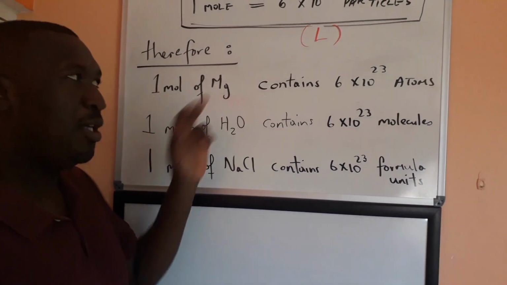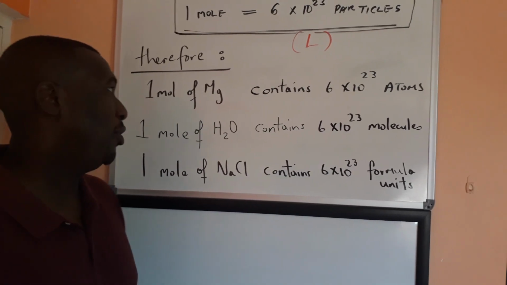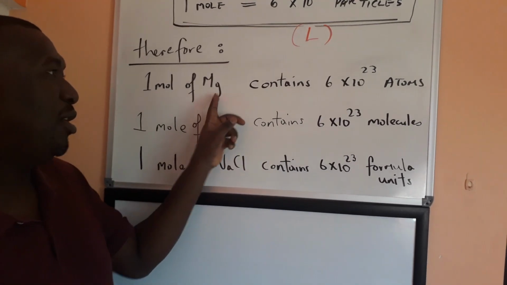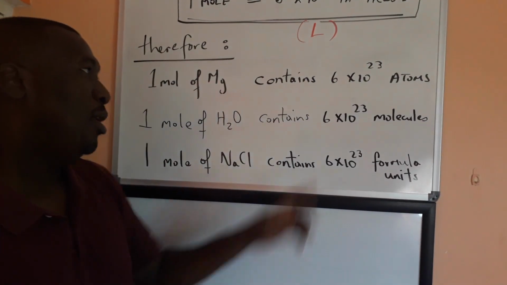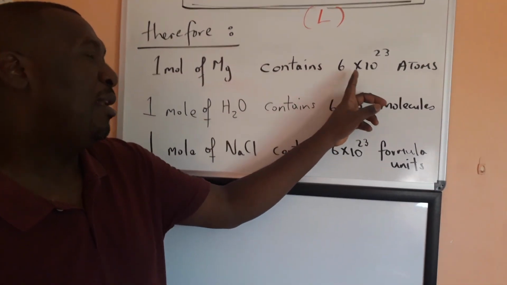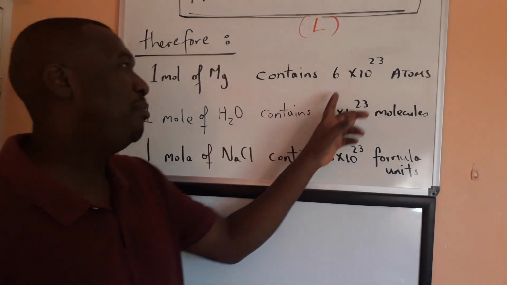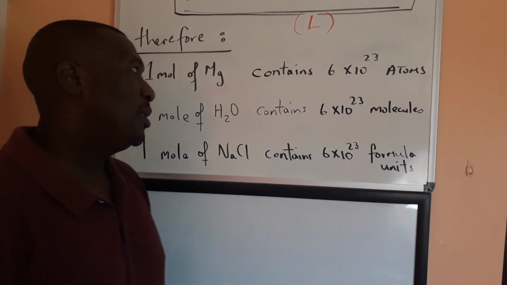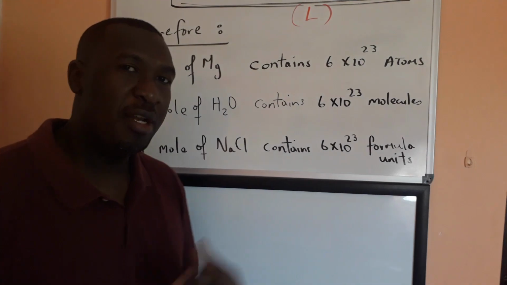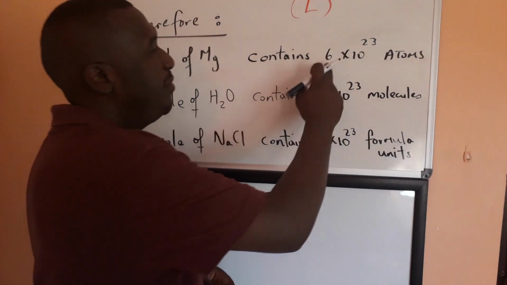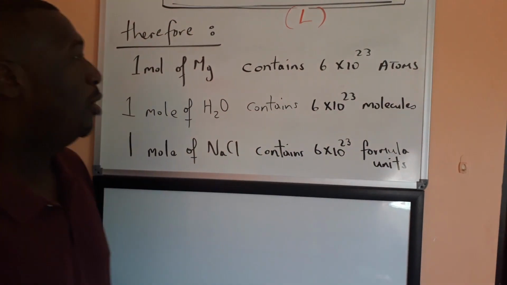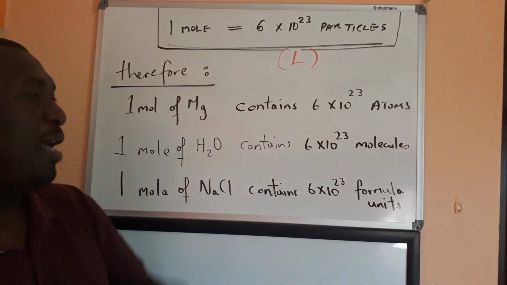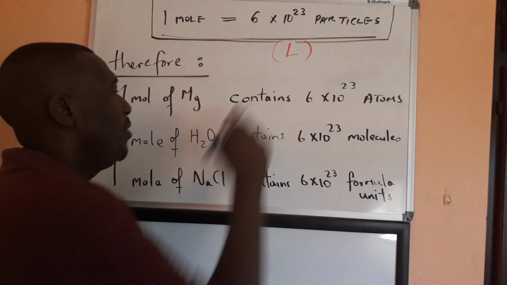So, magnesium exists as atoms. So 1 mole of magnesium has 6 times 10 to the 23 atoms. Now 6 times 10 to the 23, that number that I'm using there, is simplified because 6.023 goes on and it's very complicated, so we just simplified it to 6 times 10 to the 23. Okay, we've rounded it off. Now, that number is also called Avogadro's constant, that's L there.